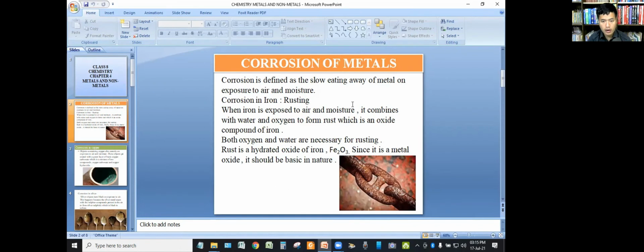So when you look around, you can see that iron or metals, they are rusting. And this rusting is nothing but corrosion of metals. Corrosion of metals is defined as the slow eating away of metal on exposure to air and moisture. So how does this corrosion happen? It is due to exposure to air and moisture.